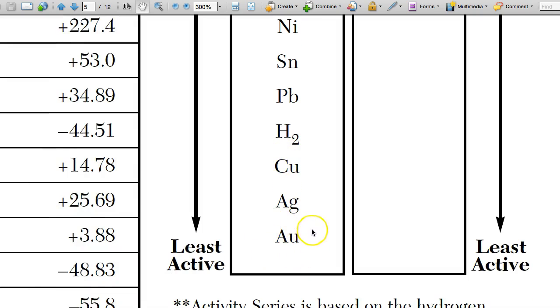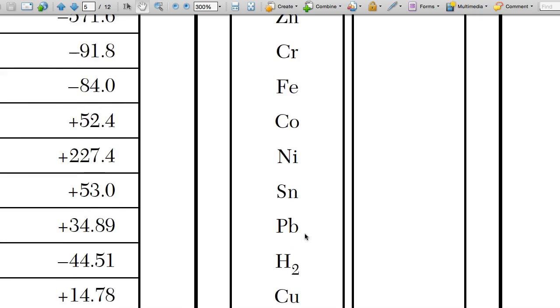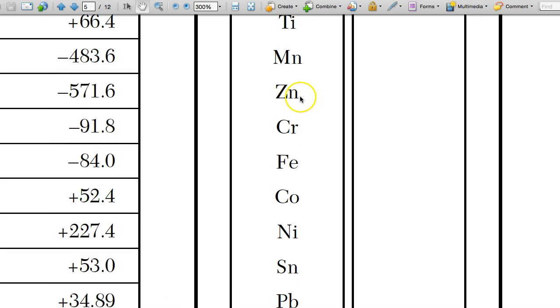Why does gold stay shiny? Because it refuses to oxidize under normal conditions. There are some chemicals that could force it to, but they're not natural. That's why gold is used for electrical contacts and jewelry, because it stays shiny. Okay, so zinc is higher than copper on Table J.